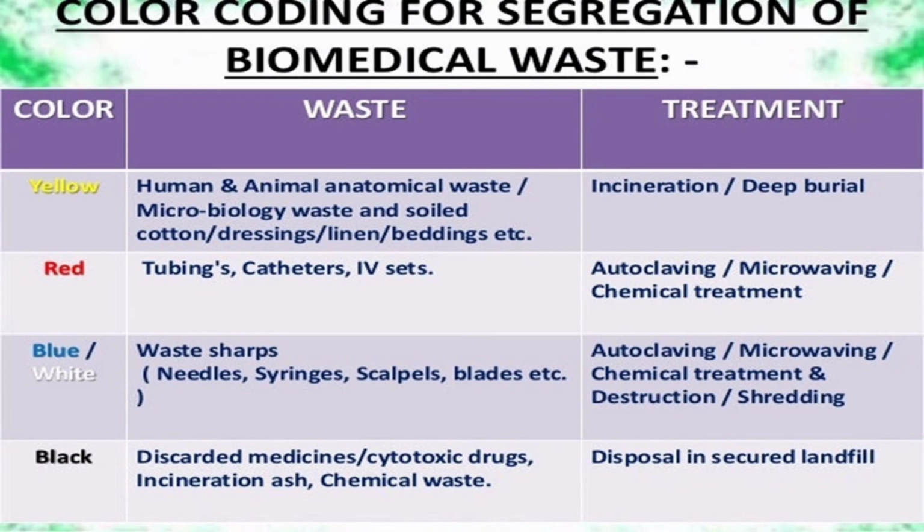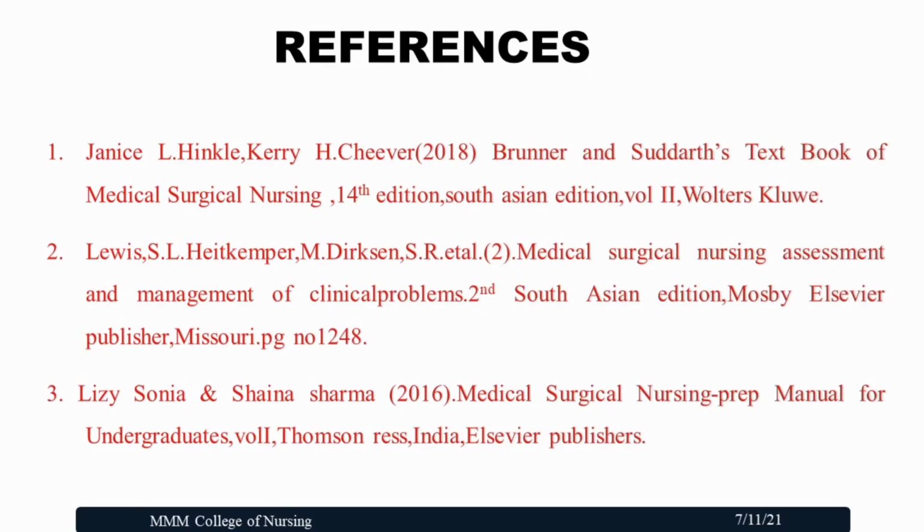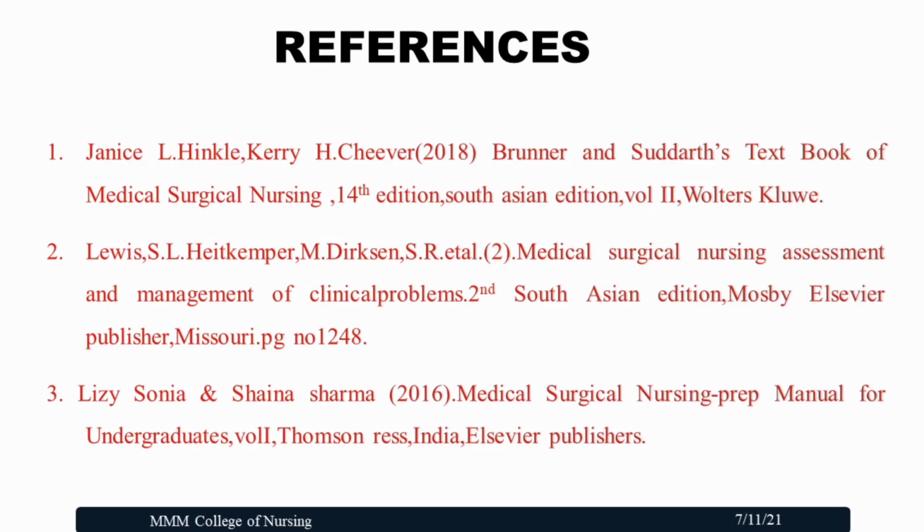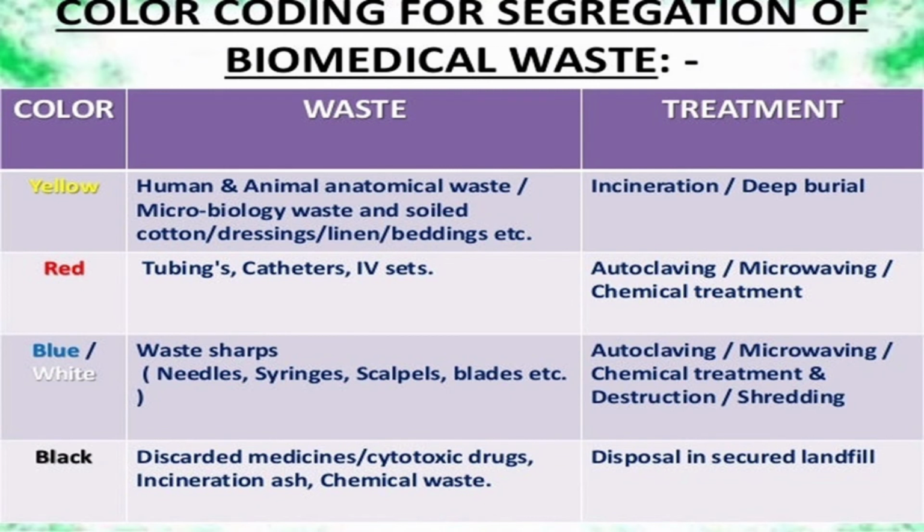Next, we'll move on to the color coding for segregation of biomedical waste. There are many color codings. They are yellow, red, blue and white, and black. The yellow color is for human and animal anatomical waste, microbiology waste, and soiled cotton, dressings, linen and beddings, etc. The red color is for tubings, catheters, and IV sets.